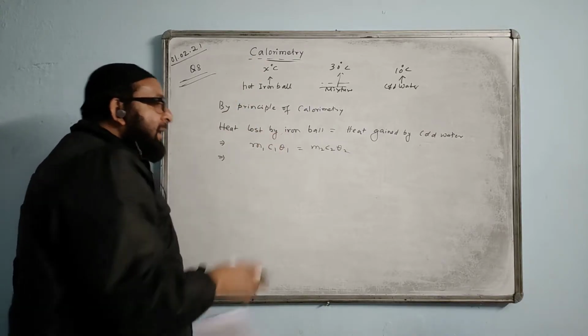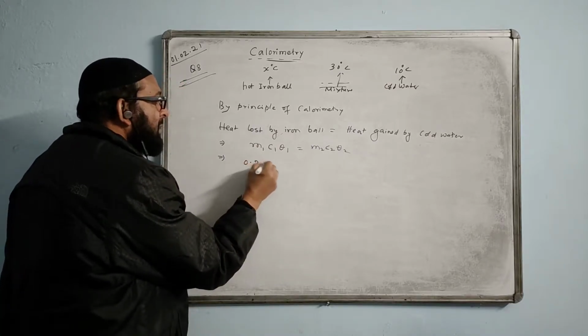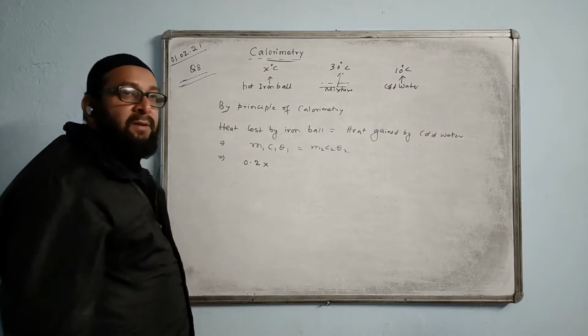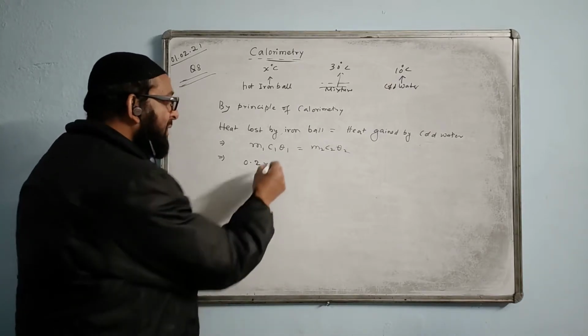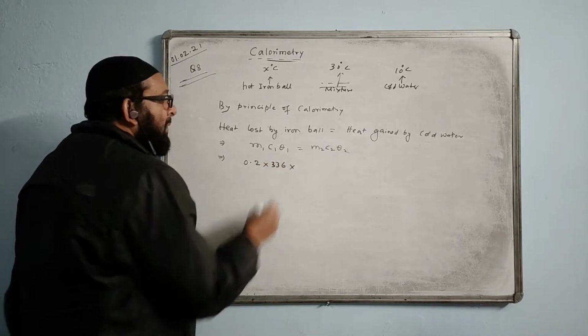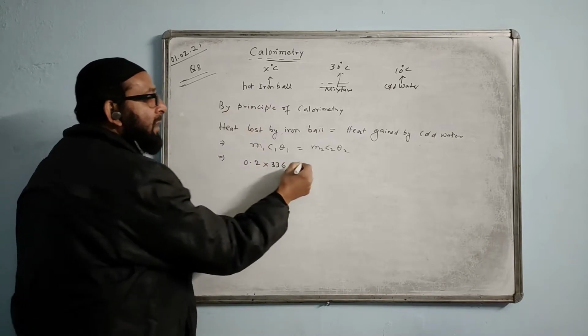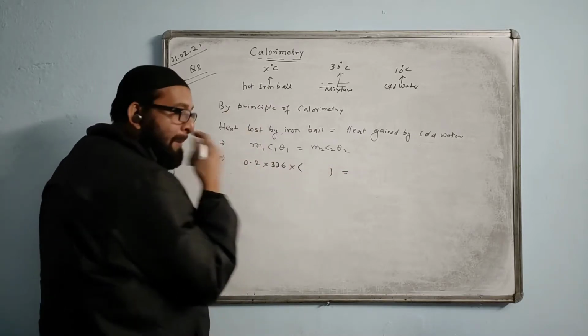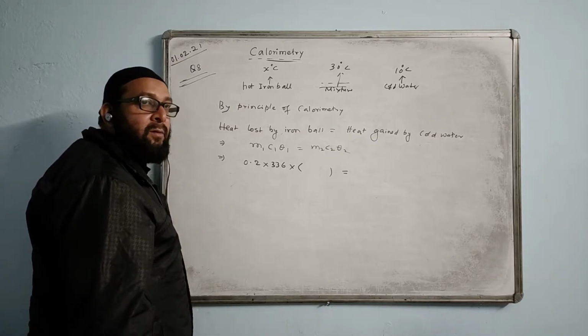You see, the mass of the iron ball given in the question is 0.2 kg. c1 is the specific heat capacity of this material, which is iron. It is given in the question, 336. Theta 1 is the temperature difference. What is the temperature difference for the iron ball?